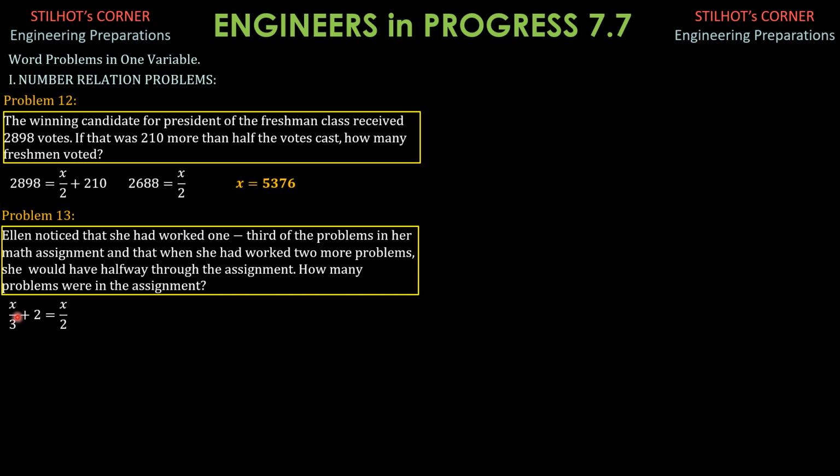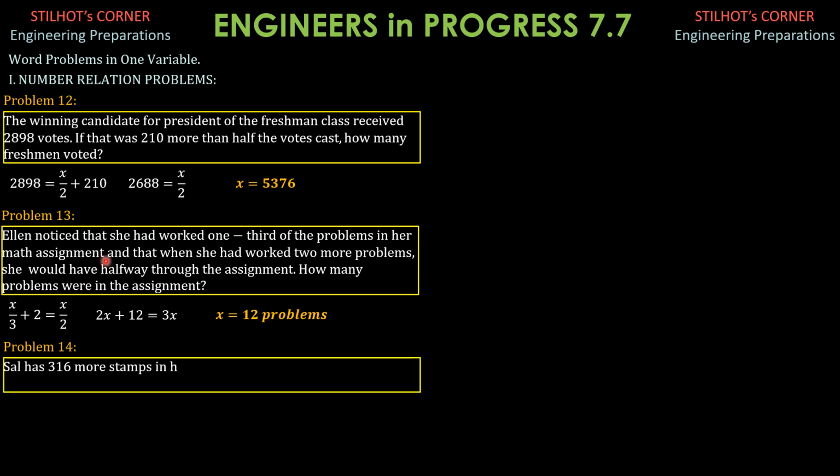Multiply everything by 6, the LCD, so 2X plus 12 equals 3X. 3X minus 2X is X, so X is 12. There are 12 problems in the assignment.